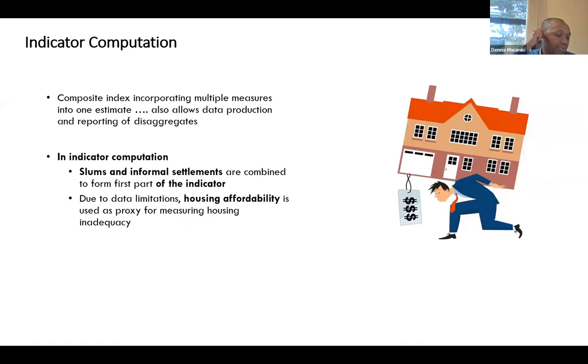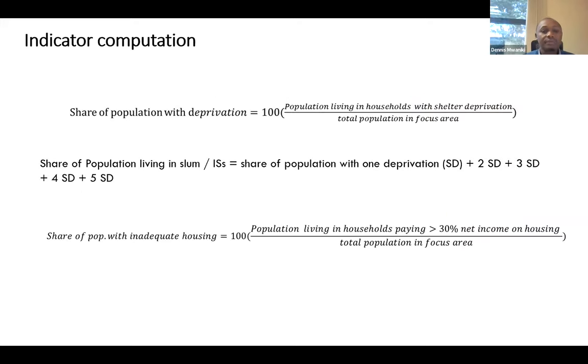And part of the reason for this is also because data availability for a lot of the other criteria or characteristics that are required to measure the affordability, like cultural adequacy, is not very readily available. So in terms of how the indicator is computed, there's a composite index of the different deprivations, looking at the proportion of households living with one deprivation, two, three, four, five deprivations for the slums and informal settlements. As I mentioned, we combine these two. Then we look at the proportion of the population that lives in households that do not meet the housing affordability threshold.